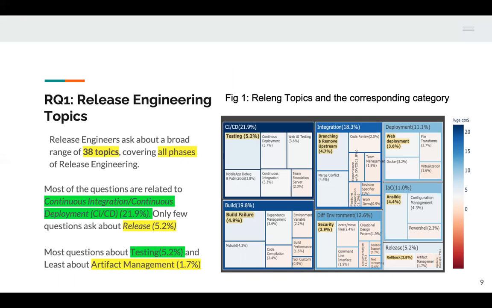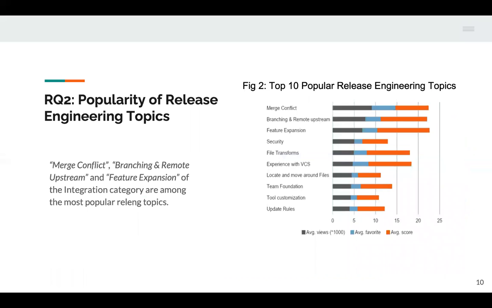We found out that most of the questions asked were related to the continuous integration phase with a total of 21%, and only 5.2% was asked in the release phase. We also found out that most of the questions were about testing, whereas the least of the questions was in artifact management in the release phase. We further investigated the popularity of the topics using 3 well-known metrics. The metrics we used include the average views, the average favorite questions, and the average number of scores for each question in the topics. Using these 3 metrics, we identified topics about merge conflict and branching as most popular.